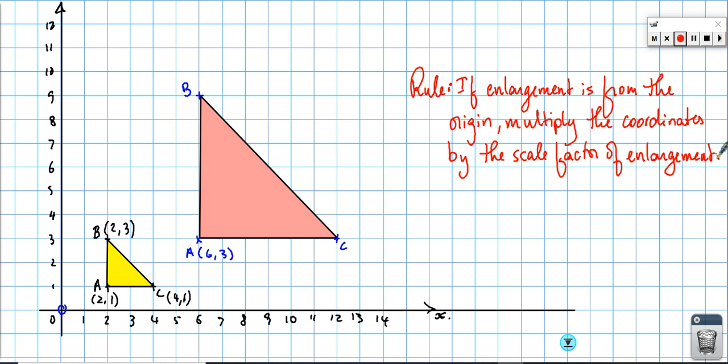This gives us the result. So that's quite easy, that's very easy. That was an enlargement from the origin. What happens now when the enlargement is from another point? It's not from the origin.